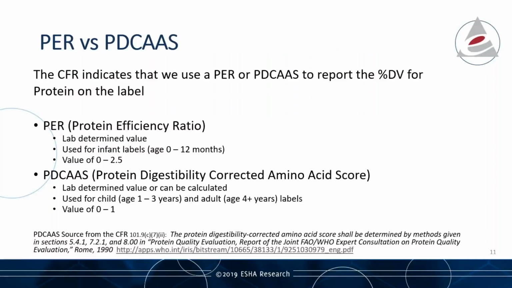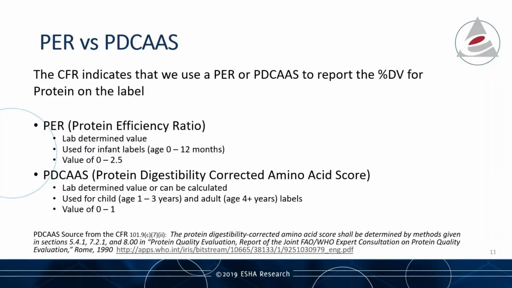As I mentioned, the CFR indicates that we use a PER or a PDCAAS to report the %DV for protein on the label. PER is the protein efficiency ratio, and that is a lab-determined value. It's used for infant labels, which again is 0 to 12 months of age, and a PER is a value of 0 to 2.5. PDCAAS is the protein digestibility corrected amino acid score.